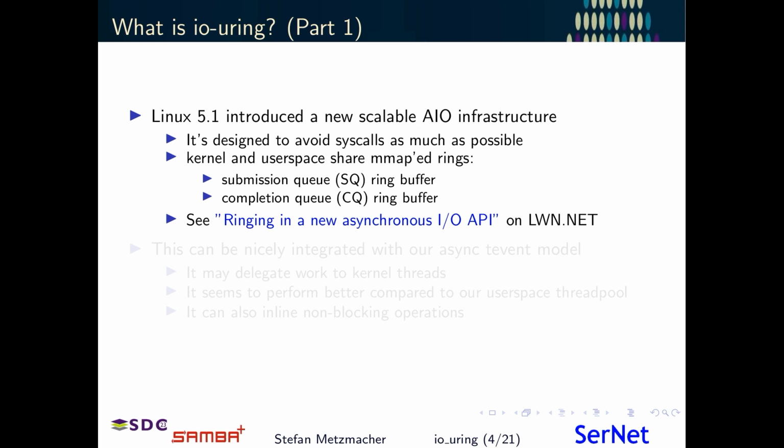So what is io_uring? It's a new scalable async I/O infrastructure for the Linux kernel. It's based on submission queues and completion queues. And these queues are memory mapped between kernel and user space. That means we don't have to copy things around for the syscalls, and you can do batching and avoid syscalls in a few cases. So if you're more interested in the details, there's a great LWN article on that.